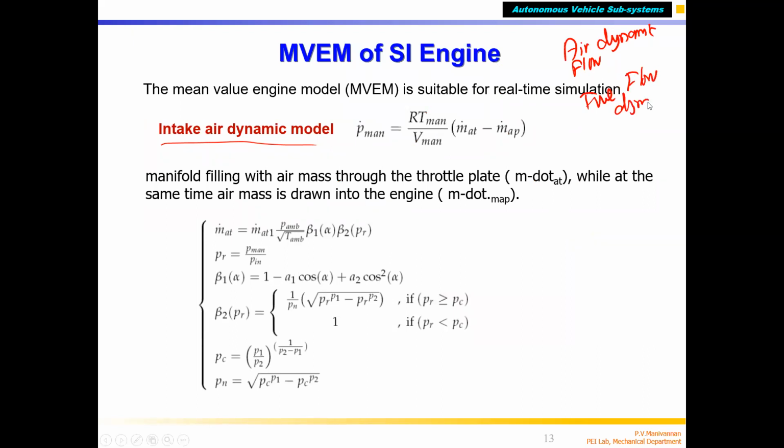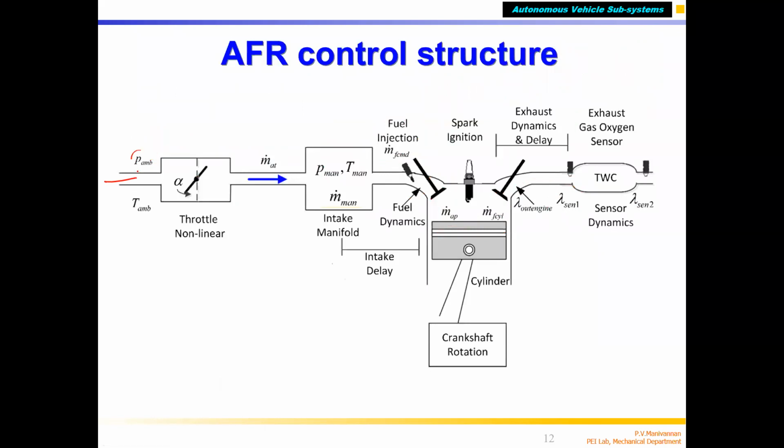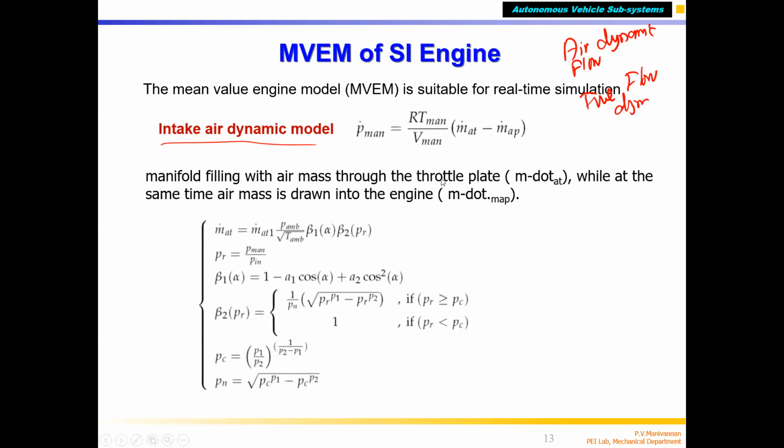There are two things airflow dynamics depend upon, that's what we saw. So air enters, and these parameters decide the throttle angle and manifold pressure. So manifold pressure and temperature, the size and volume of the manifold, all those parameters matter. So that's the equation shown here.